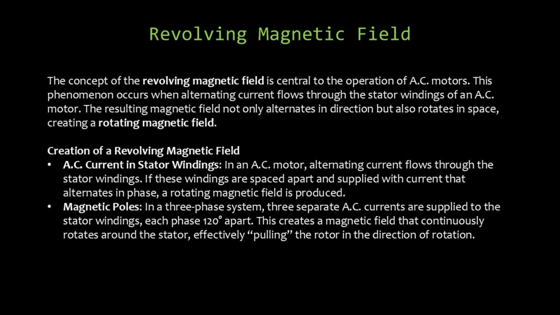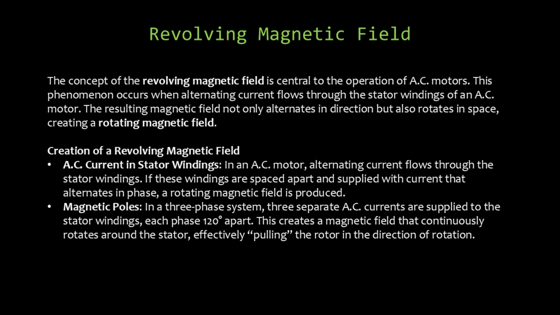The revolving magnetic field is the heart of AC motor operation. In a three-phase system, 3 AC currents are supplied to stator windings, each 120 degrees apart. This creates a magnetic field that continuously rotates around the stator. The field effectively pulls the rotor, causing it to rotate.